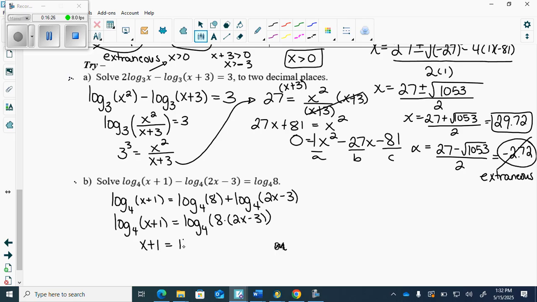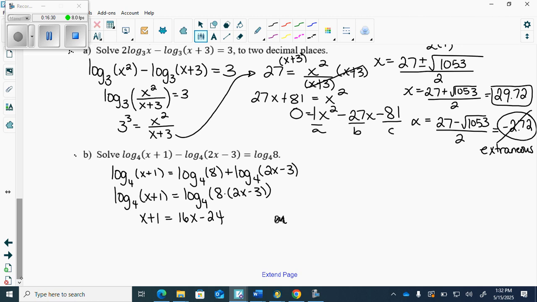x plus 1 equals 16x minus 24. Subtract x. 1 equals 15x minus 24. Add the 24 over. 25 equals 15x. Divided by 15. x equals 5 over 3.